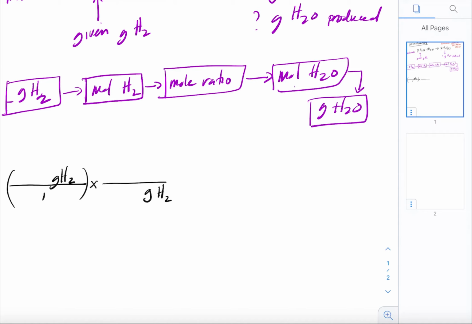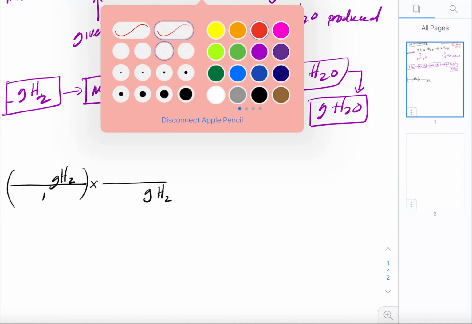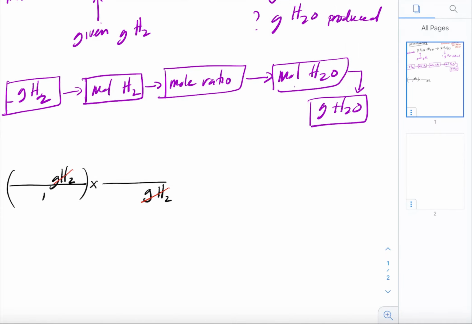Now, the most important thing that I'm going to show here is that we're going to cancel units. So I have grams of H2 on top. That's the unique number. So I'm going to come in with red and cancel out grams of H2, showing you that those have been canceled. So that is important. If I want to cancel a unit, I multiply it by something with those units on the bottom. And then I try to figure out where I am going. So I want to go to moles H2.